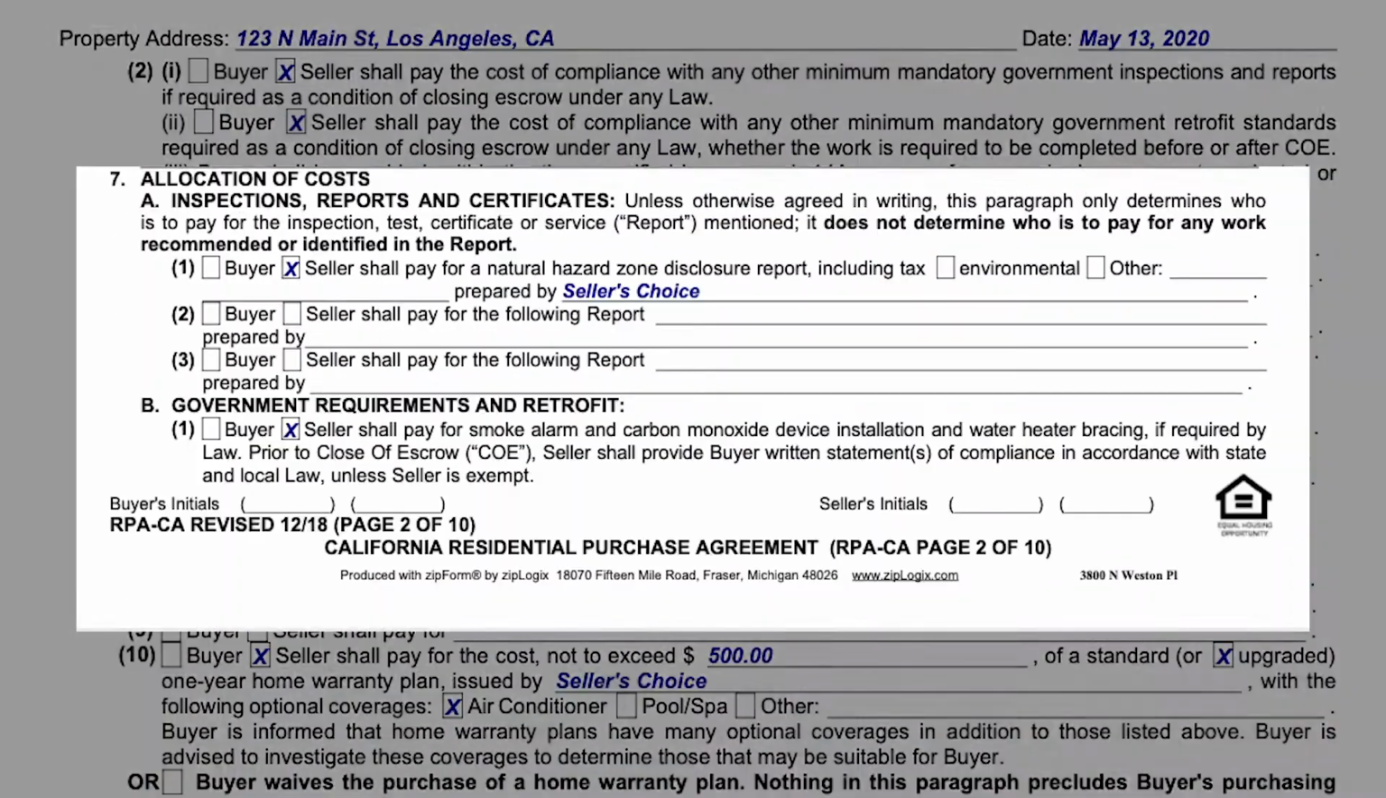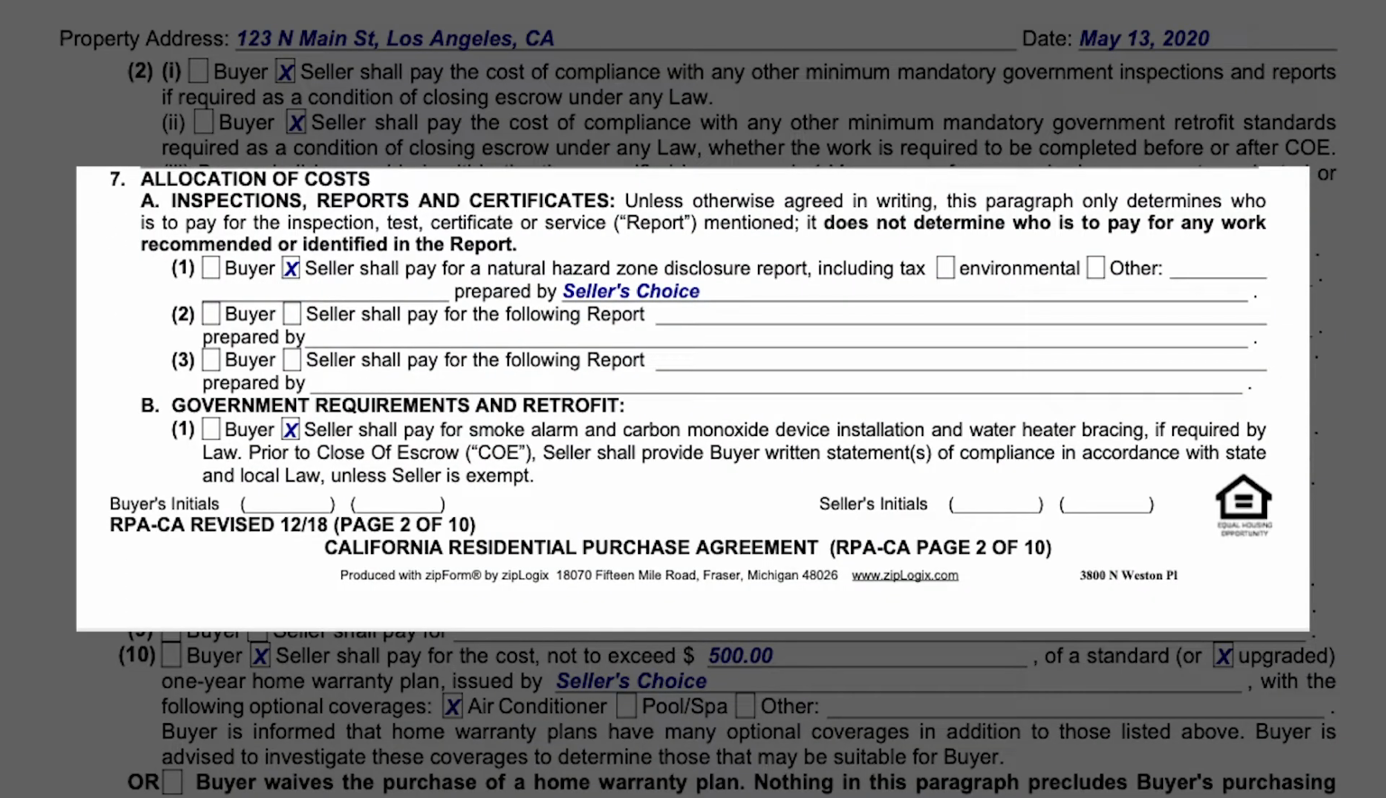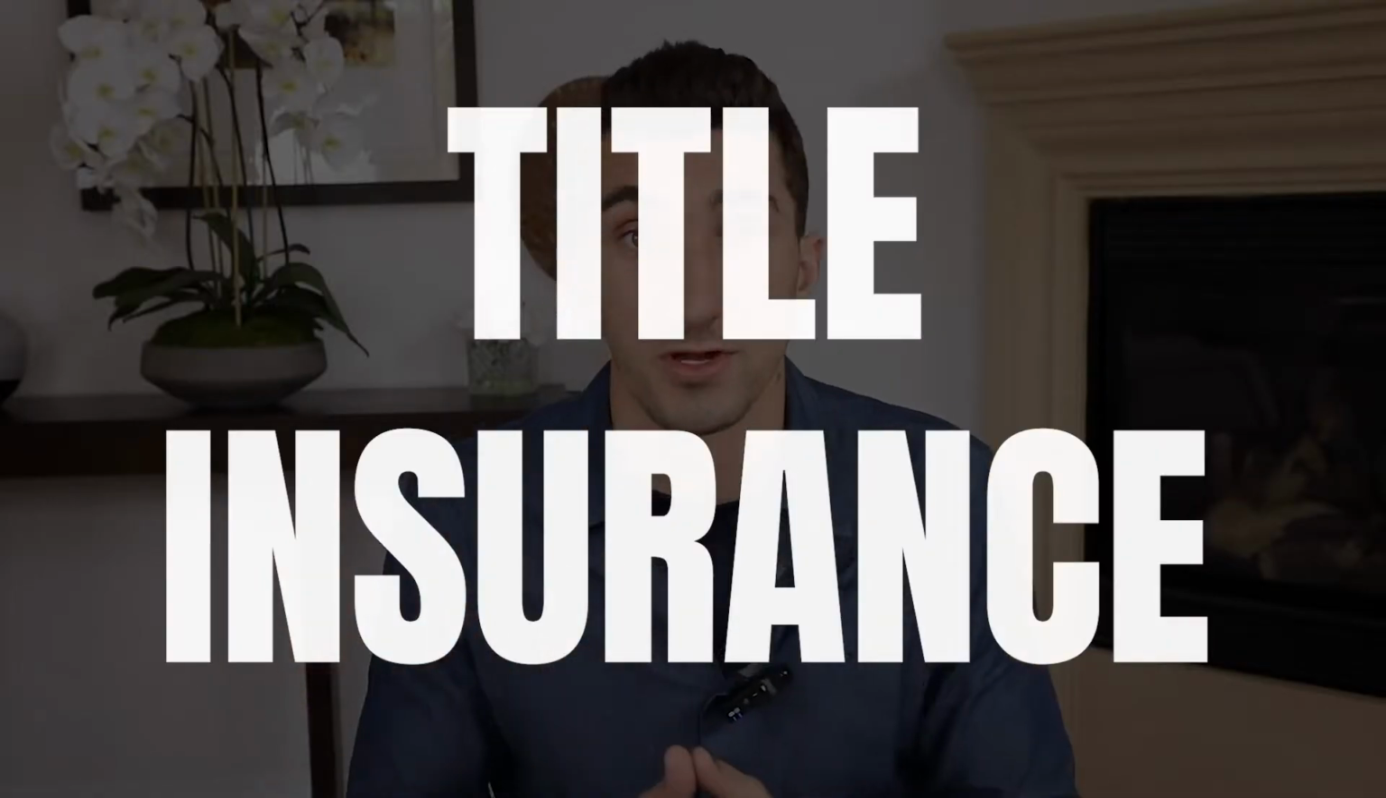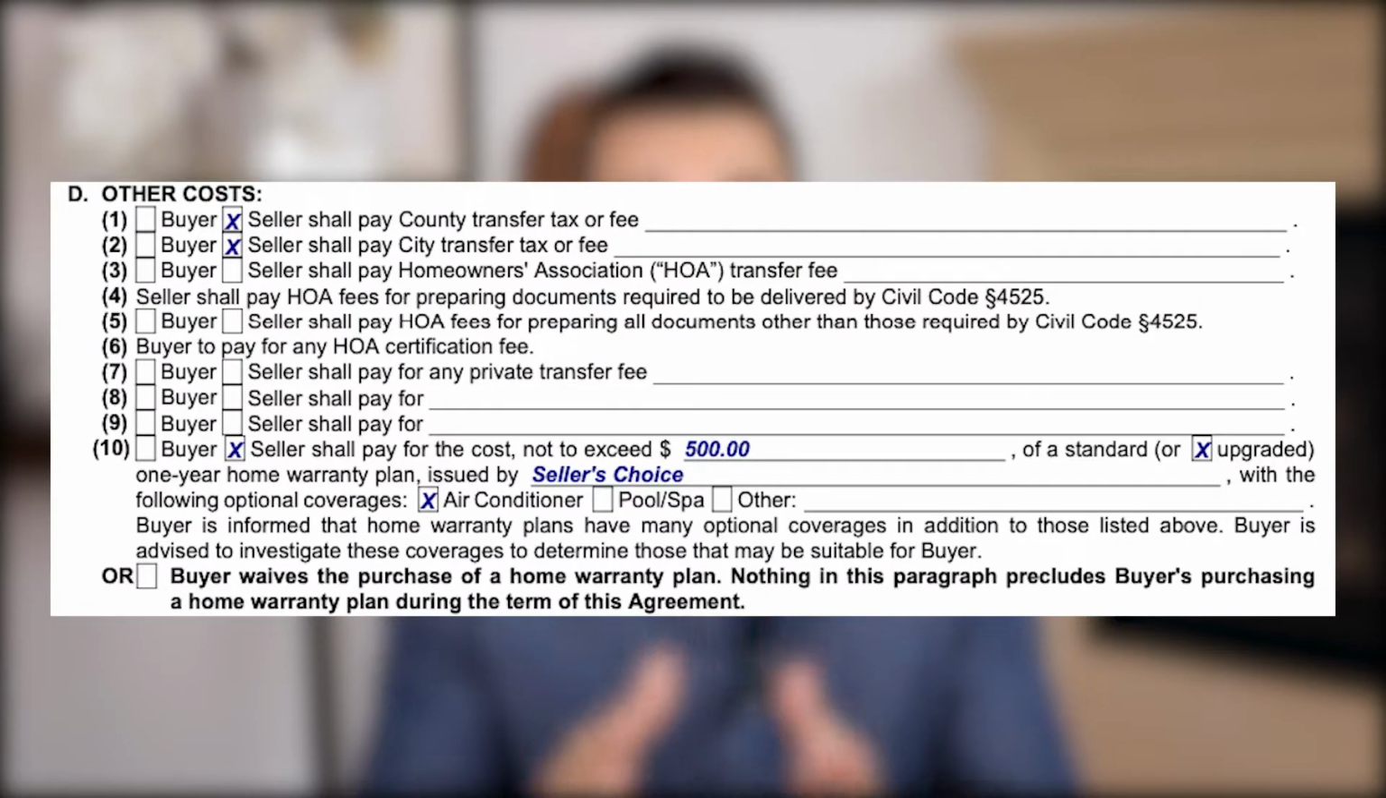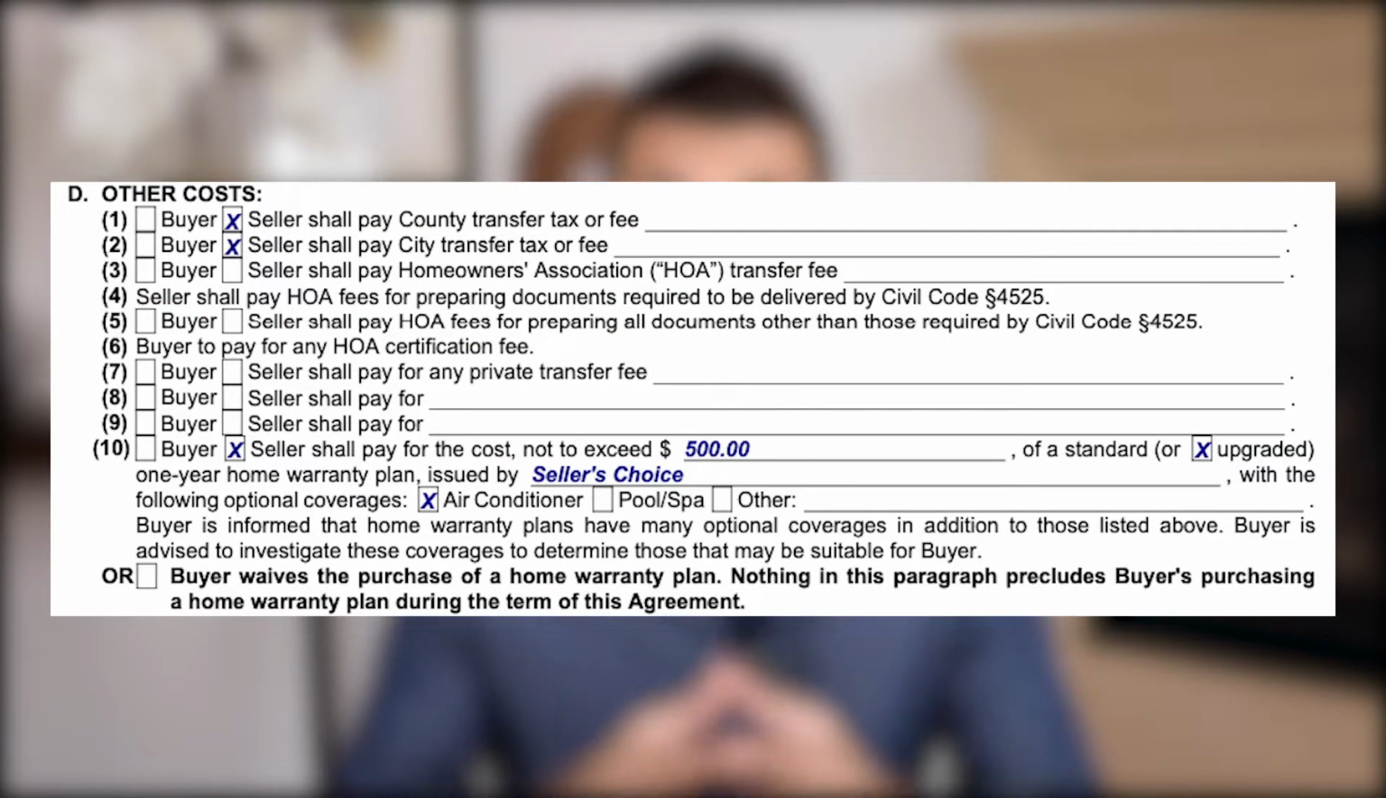Page 3, section C, is an important part of the transaction, and that decides who pays for escrow and title costs. The most common agreement in purchase agreements in California is for the buyer and seller to split the closing costs, and for the seller to pay for the owner's title insurance. In section D, we get to a long list of other costs and who is going to pay for them. The city and county transfer taxes are covered by the seller.